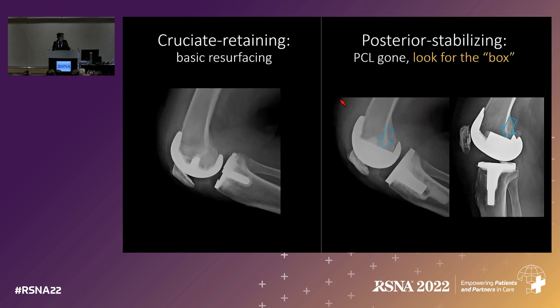So this is how you tell the difference again. There's that basic resurfacing, very thin line of metal around the side with a little peg to stop it from sliding around. And then this is that posterior stabilizing. The PCL is gone, so look for that thing called the box to tell you that you're dealing with a posterior stabilizing.